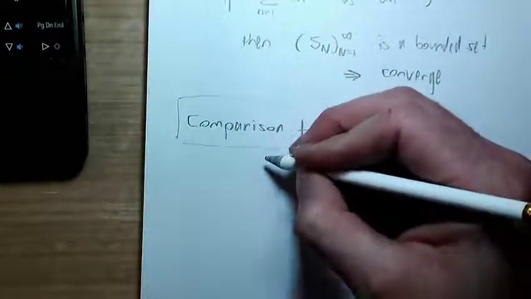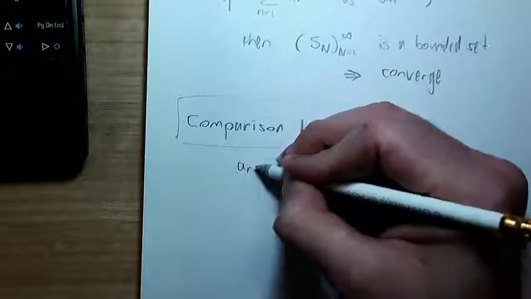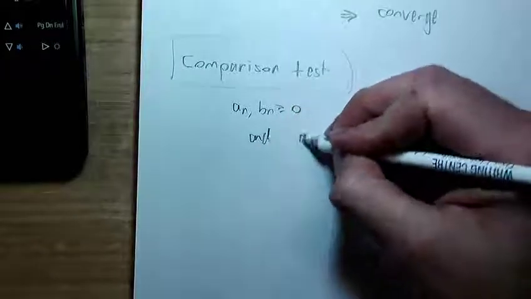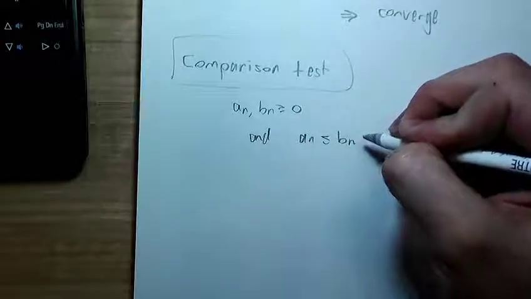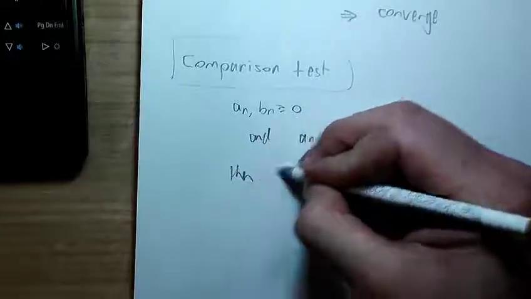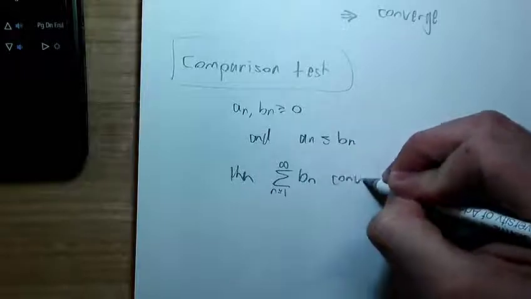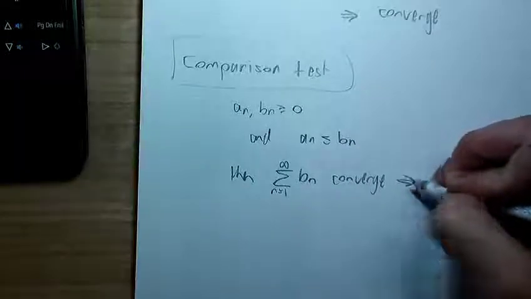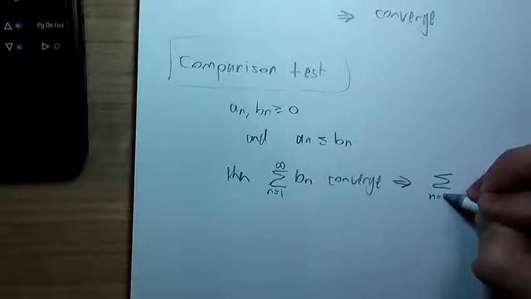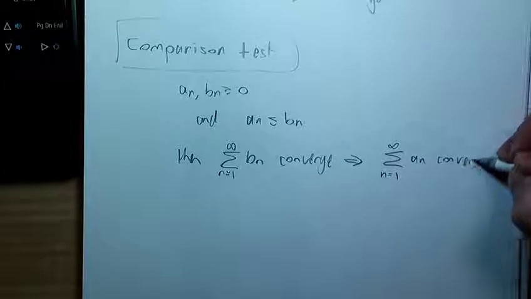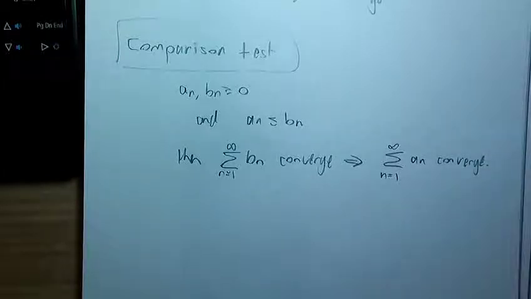So it's a comparison test. If an and bn are both greater than or equal to 0, and an is less than or equal to bn, then the big one converging implies that the little one converges. It also works the other way. If the little one doesn't converge, then that means the big one can't converge either.